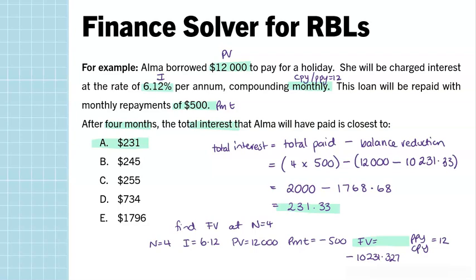So you can see that's an example of how we needed Finance Solver, or we could use Finance Solver to find one of the pieces of information that we needed to answer the question. And that's quite often the case.